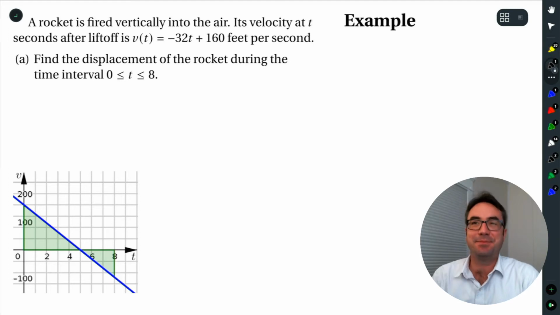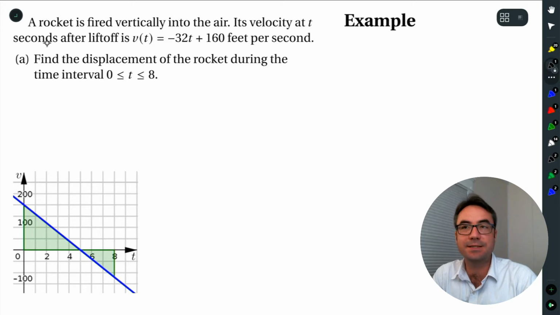All right, let's try an example. So blast off here. We're in a rocket that's fired vertically into the air. And we have a function that describes its velocity at time t, where we're measuring time in seconds here. So our velocity after liftoff is given by this function, v of t equals negative 32t plus 160, and we're measuring velocity in feet per second.